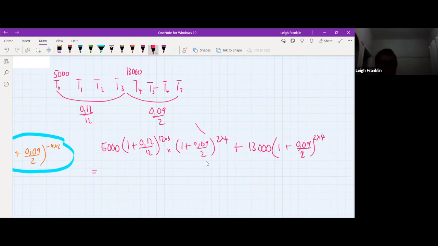For the first 3 years, the interest rate is 0.12 divided by 12. For the remaining 3 years, the interest rate changes. So here, the interest rate doesn't change beyond 13,000 where it's borrowed, so it only needs to be multiplied by that bracket. Whereas the 5,000 stays in the account for 7 years, and there are 2 interest rate changes. That's why we have to multiply by 2 brackets.